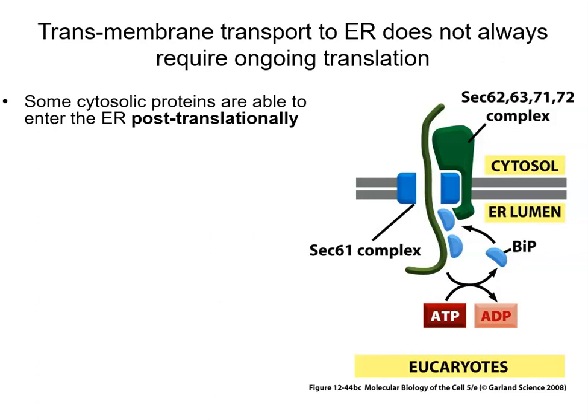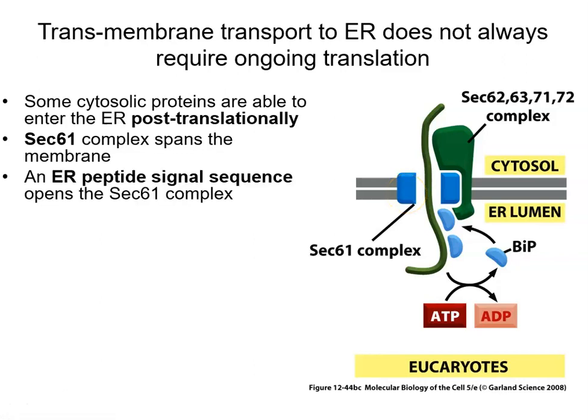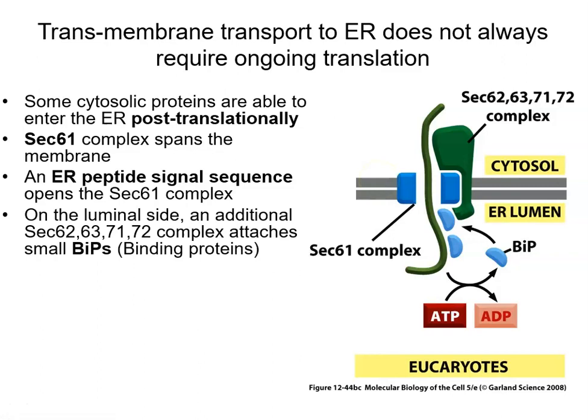That is, they are produced in the cytosol, they make their own way there after translation is finished, and then enter the endoplasmic reticulum. So here we've still got Sec61, that complex that we saw previously. The endoplasmic reticulum peptide signal sequence can open that complex, and there's a whole bunch of other proteins linked in with it as well now, so this is a more complicated system. So we've got Sec62, 63, 71, 72 and other proteins around.